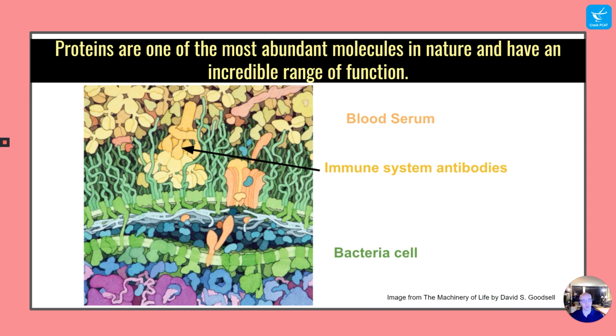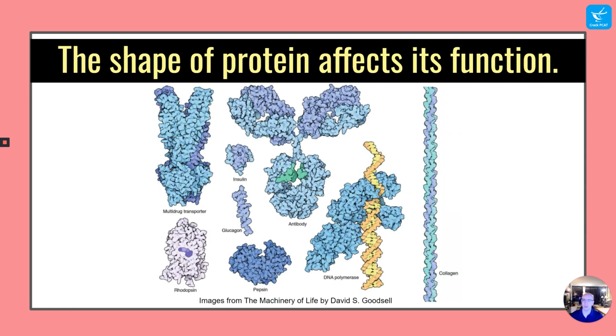And that function is based upon the actual structure of that protein. So again, like I said, the shape of the protein affects its function. Here we have a drug transporter, which has to embed in the cell membrane. We have collagen, which are like thick cables running through our tissue.